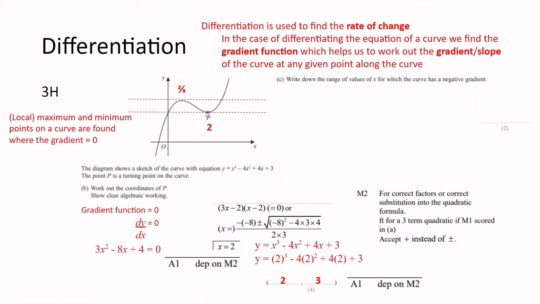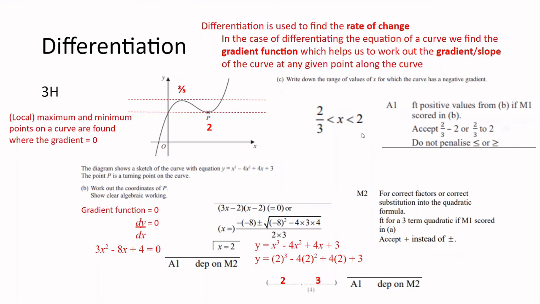The negative gradient is between these 2 points here, where the curve seems to dip downwards. So that's between where x is equal to 2/3 and where x is equal to 2. So my range of values for x for where the curve has a negative gradient is between 2/3 and 2. I can show that using inequalities here, or I might have just written between 2/3 and 2.